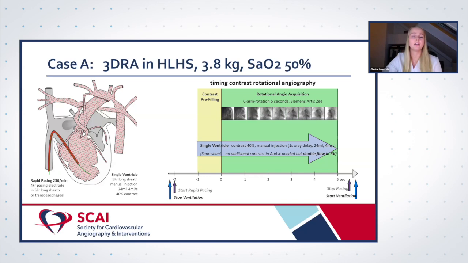And after a 1 second pre-filling of the ventricle, the rotational angiography starts with the C-arm rotation taken at 5 seconds. And immediately after the angiography is completed, pacing is stopped and ventilation is resumed. And during the first minutes following rotational angiography, cardiac rhythm, CO2, and blood pressure have to be monitored carefully.